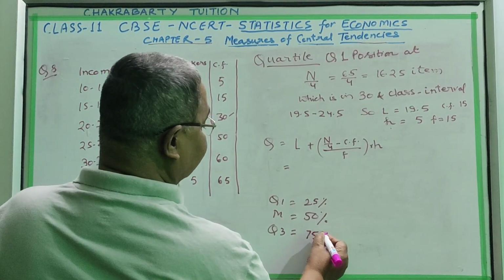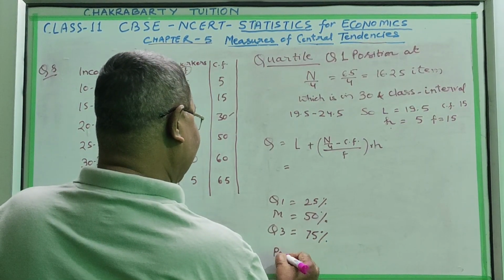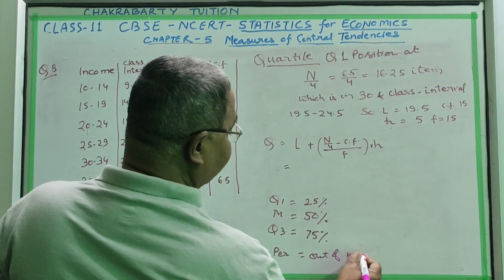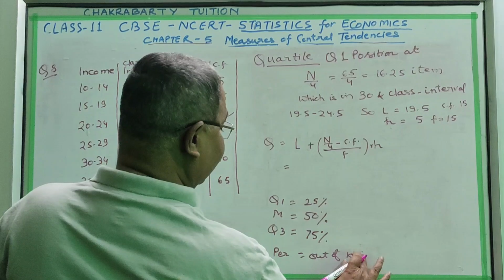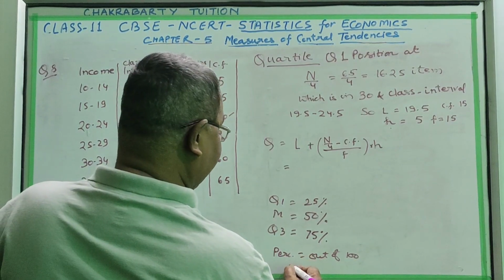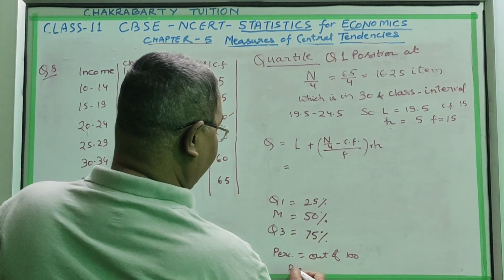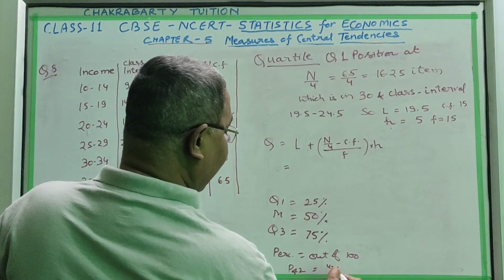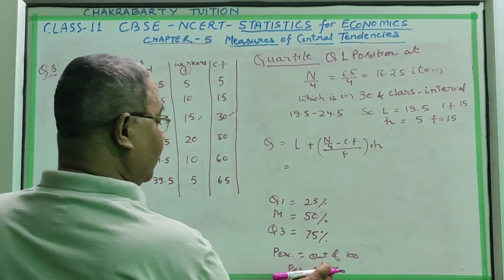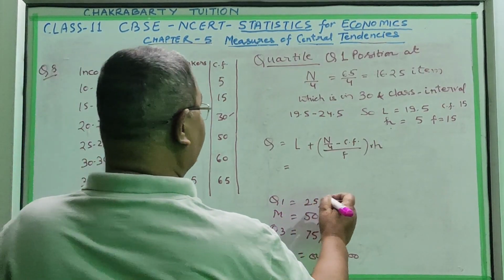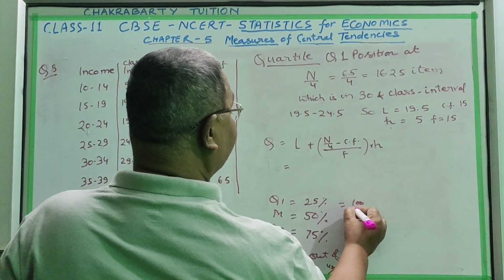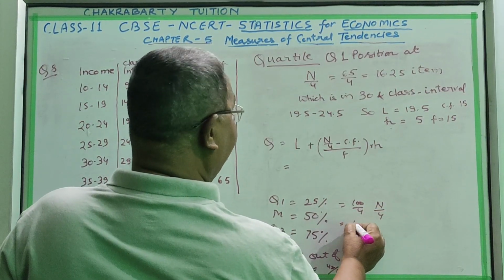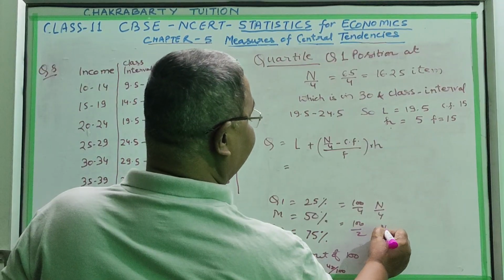It is 75%. And percentile is out of 100, like your P12 or P42 that you want. So it will be 42 upon 100, meaning the position of 42 by 100. So here Q1 is equal to 100 by 4. That's why we divide n by 4. And here it is 100 by 2, that's why we divide n by 2.